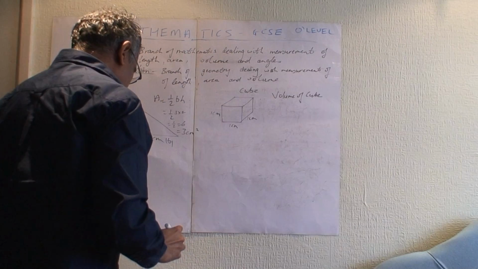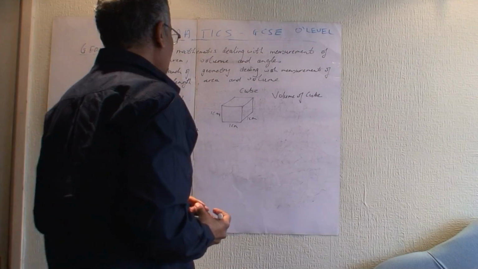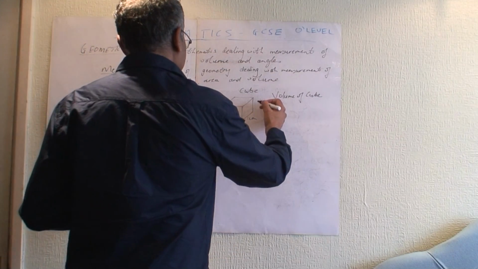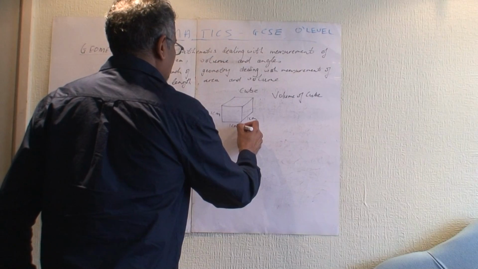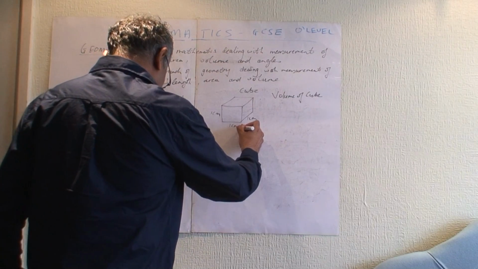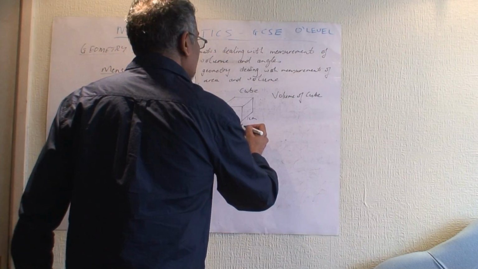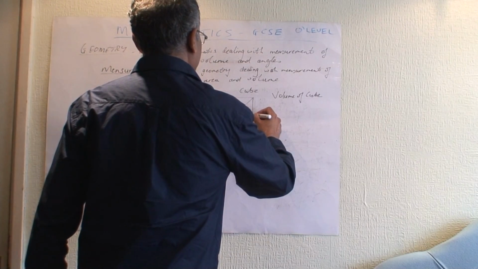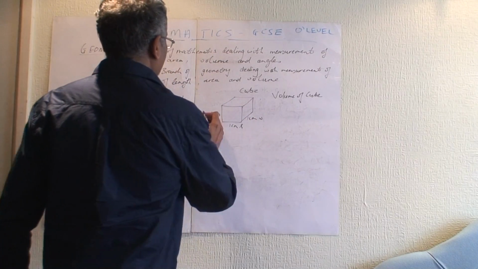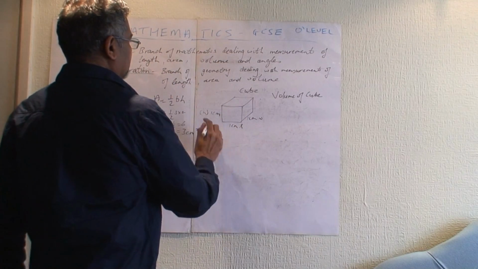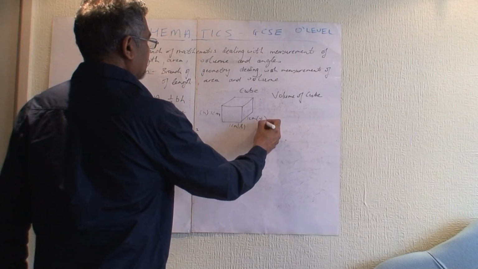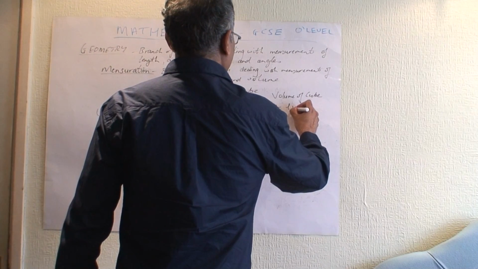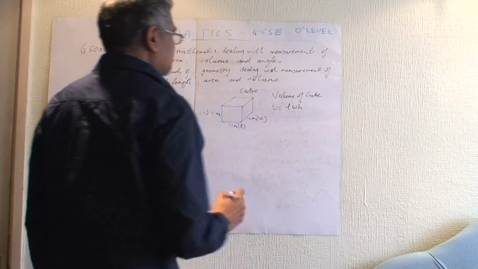So to find the volume of a cube is length by width by height. We can call this the length, we can call this the width, and this is the height. So the volume is length multiplied by width multiplied by height.